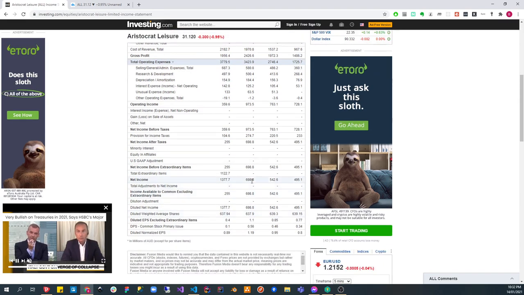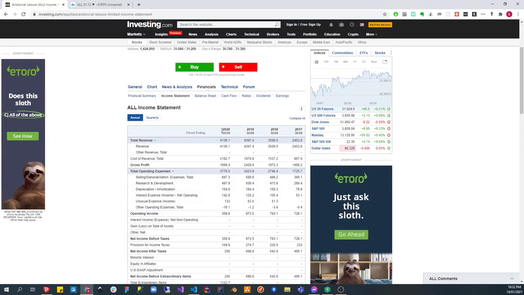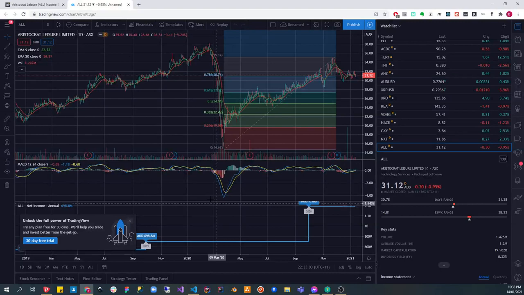Right. Yes, so net income has almost doubled there. So that's a good sign for the company, and that's pretty much that for the financials. Let's jump straight into the chart.